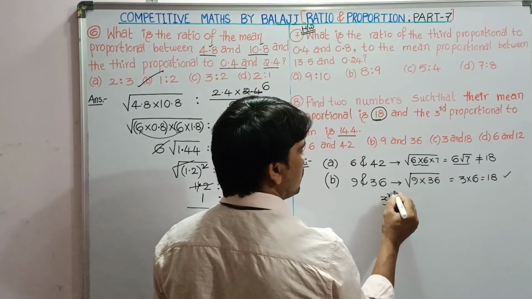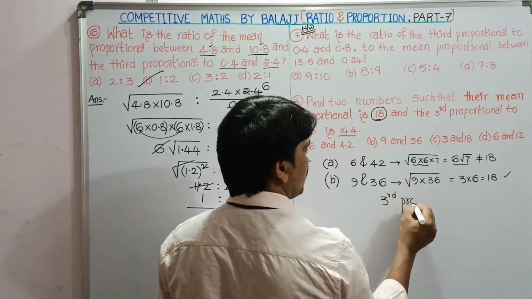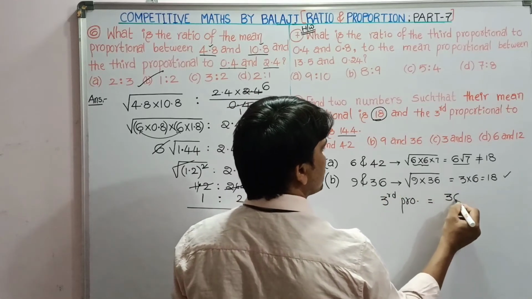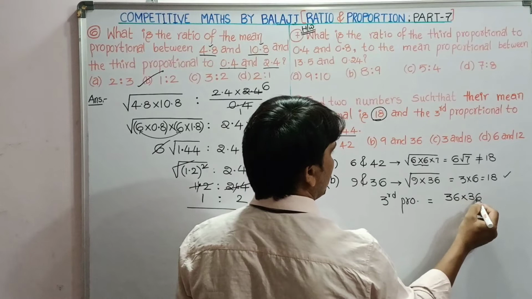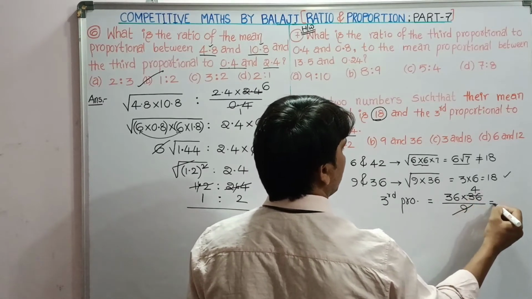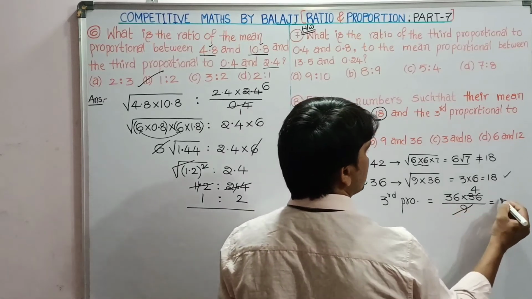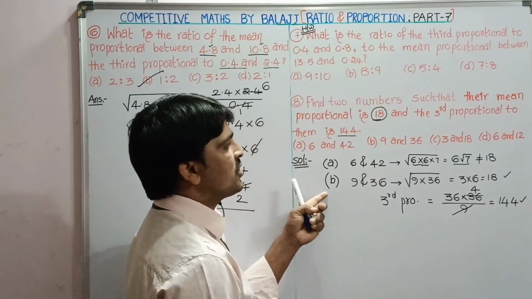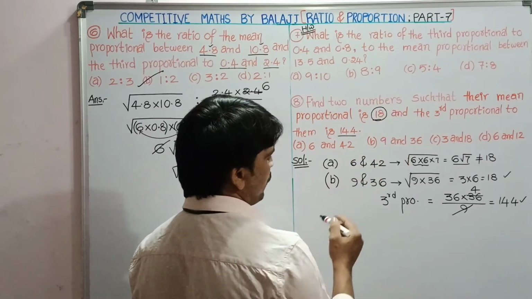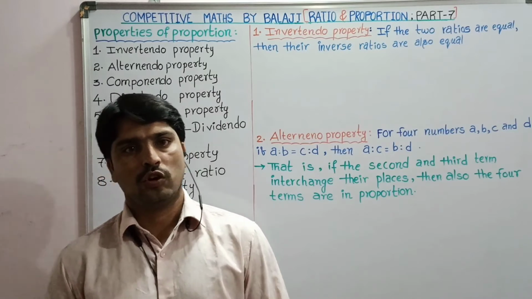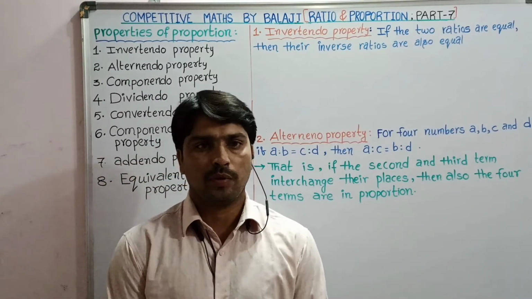Third proportional to 9 and 36, that is 36 into 36 by 9. 9 4s are 36. Yes, 4 30s are 120, 4 6s are 24, 144. So option B satisfies the given condition. So the required numbers are 9 and 36. So the answer is B.